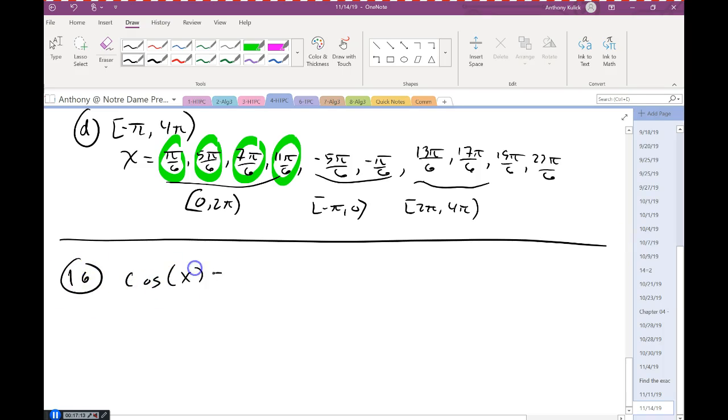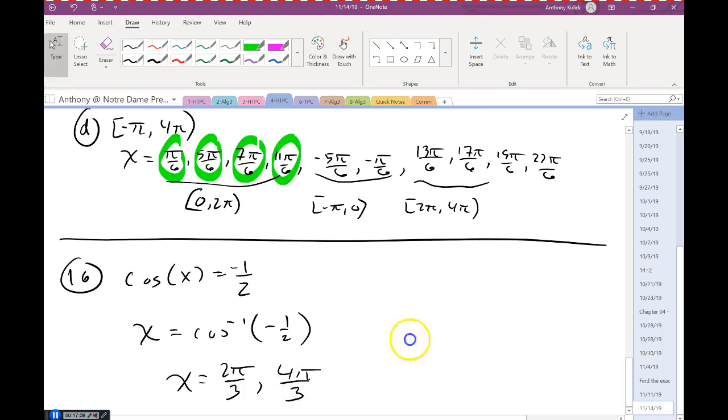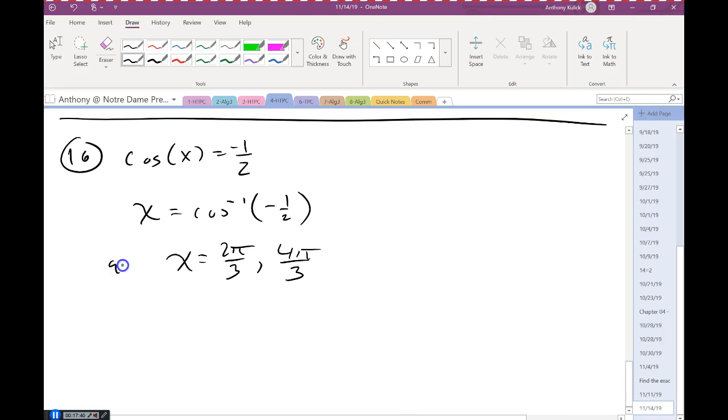So cosine of x is 1/2. So, oh, thank you, negative 1/2. So we'll do the cosine inverse to both sides. Then I'm going to go to the unit circle and look for places where the x-coordinate is negative 1/2. That happens at 2 pi over 3, and also again at 4 pi over 3. So that's my answer for part A.